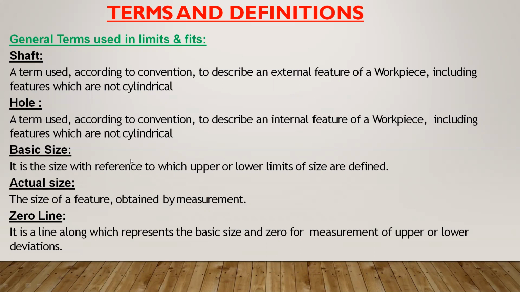And last one is the zero line. The zero line is a line along which represents the basic size, and zero for the measurement of upper or lower deviations. So for seeing the upper and lower deviations, the line which is representing the basic size and zero for measurement is called a zero line.